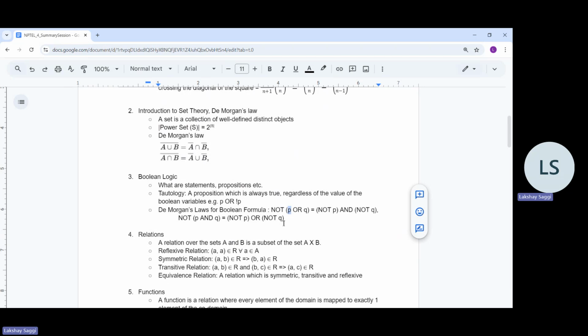So here we can see that if we want to take not of P or Q, then you just take not P and not Q. Similarly, if you want to take not of P and Q, then it is just not P or not Q. I hope everyone sees the correspondence of De Morgan's law for Boolean formulas and De Morgan's law for sets.